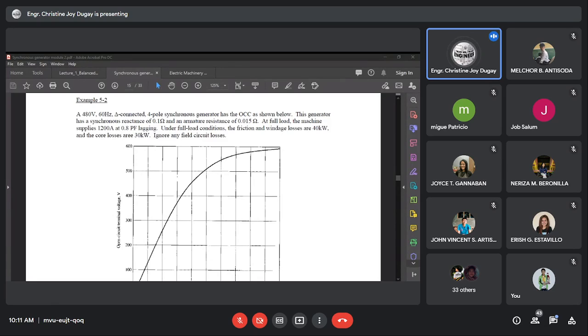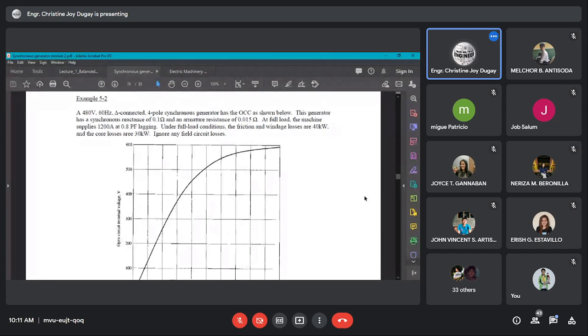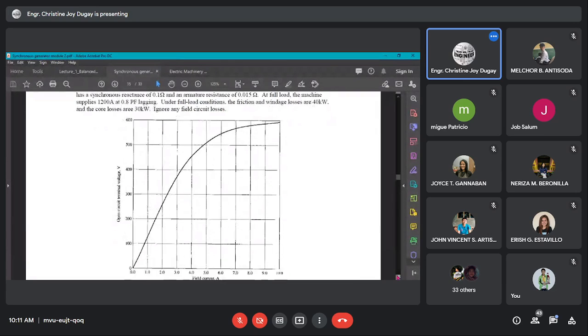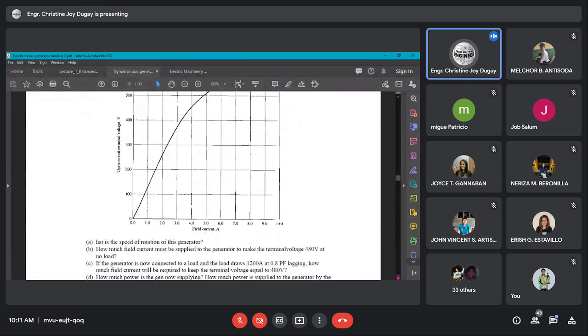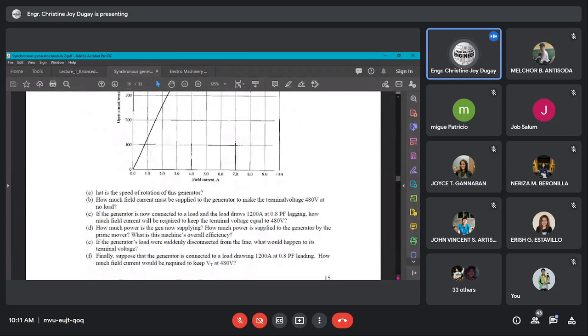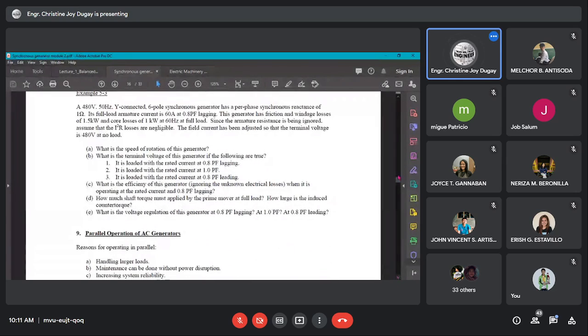Under full load conditions, the friction and windage losses are 40 kilowatt and the core losses are 30 kilowatt. You are going to ignore the field circuit losses. And then, what is the speed of rotation? We are going to answer this one, so I'll just copy it.